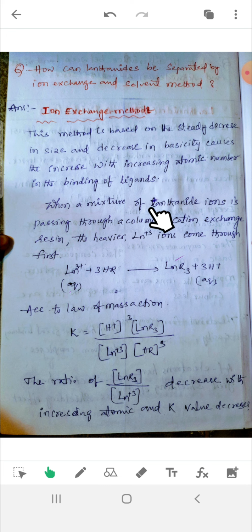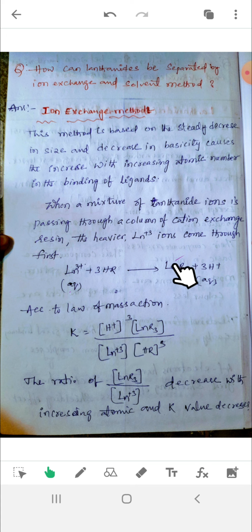When a mixture of lanthanide ions passes through a column of cation exchange resin, the heavier lanthanide ions come through first. Lanthanum cation exchange resin. Heavier lanthanides combine with the resin, releasing H plus aqueous. According to the law of mass action, from the K value we can find the concentration of the products from the concentration of the reactants.